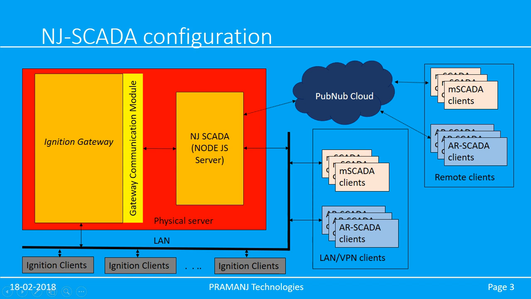and the mSCADA and the AR-SCADA clients communicate with the NJ-SCADA module to display the augmented reality screens and the SCADA screens on a LAN or a VPN. The NJ-SCADA server also connects to the PubNub cloud, through which the remote clients can communicate with Ignition through the NJ-SCADA module to display the augmented reality screens or the SCADA screens.